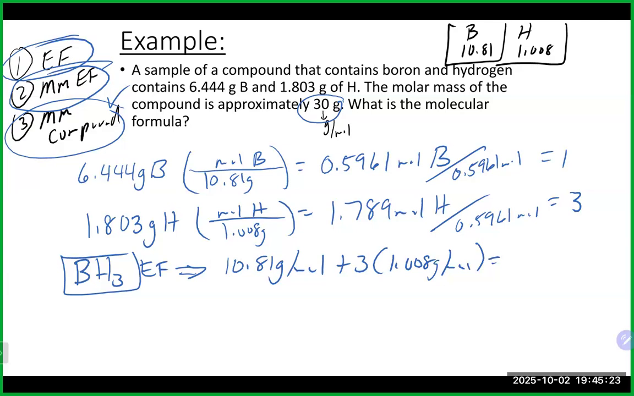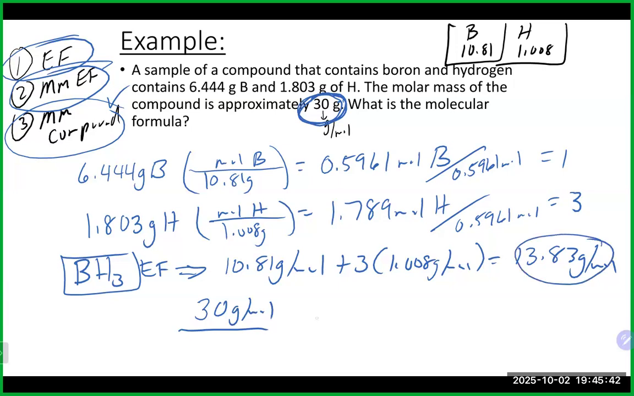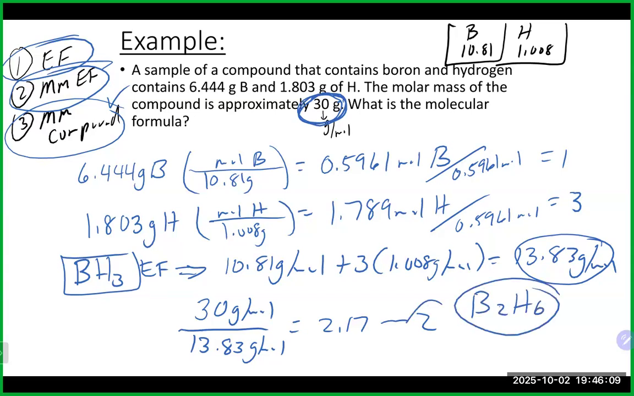So 3 times 1.008 plus 10.81, and I'll call it 13.83 grams per mole. So what we do again is take the molar mass of the compound, approximately 30 grams per mole, divided by the molar mass of our empirical formula, 13.83 grams per mole. And in this case, again, it may not be a nice pretty number. It's like a 2.17, and that's pretty close to a 2. Again, you can be a little bit more flexible on the rounding here. And that means that our molecular formula would be B2H6. We're basically going to take that 2 and multiply everybody in there by it. Any questions on that one there?